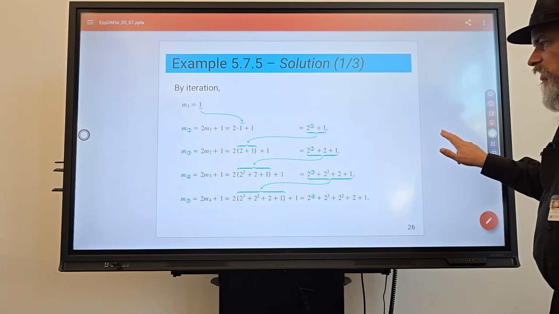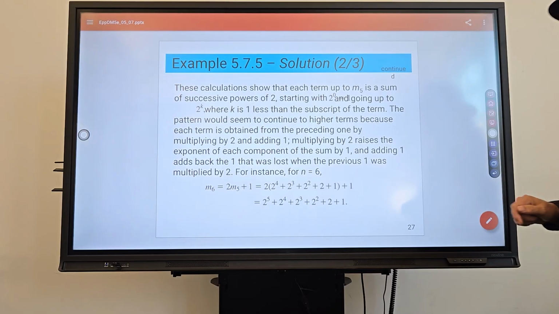So these calculations show that each term up to m5 is a sum of successive powers of 2, starting with 2 to the 0th power equals 1, and going up to 2 to the k, where k is 1 less than the subscript of the term.